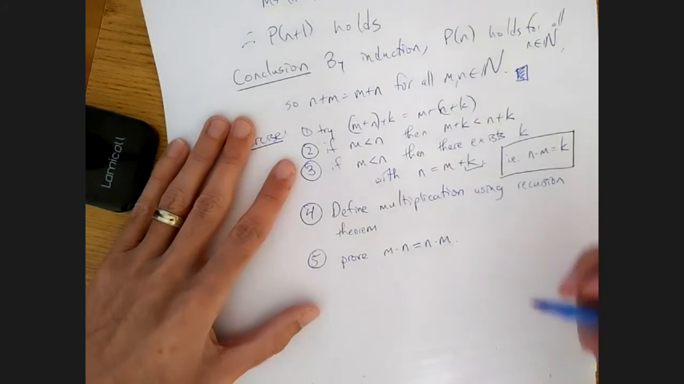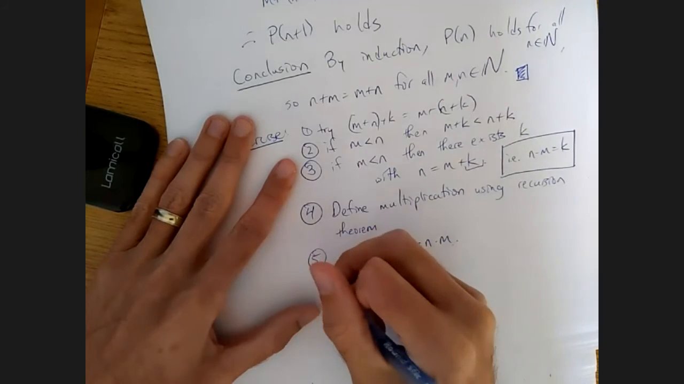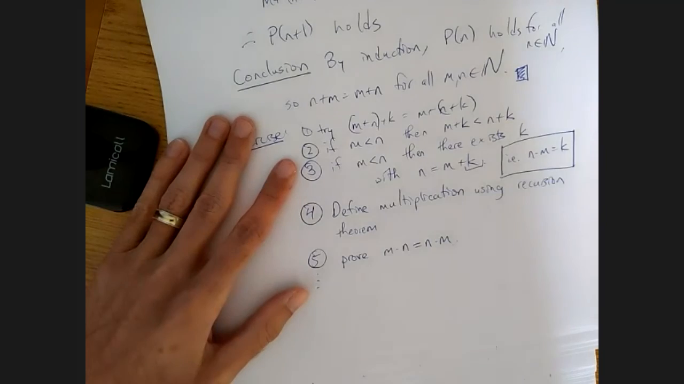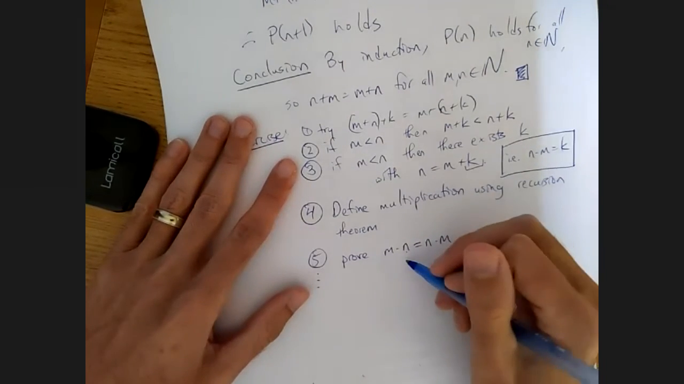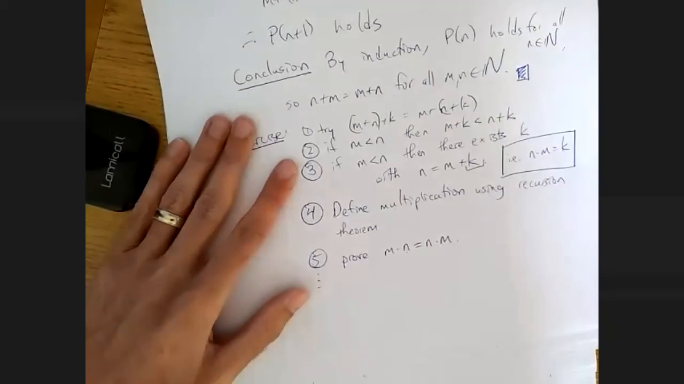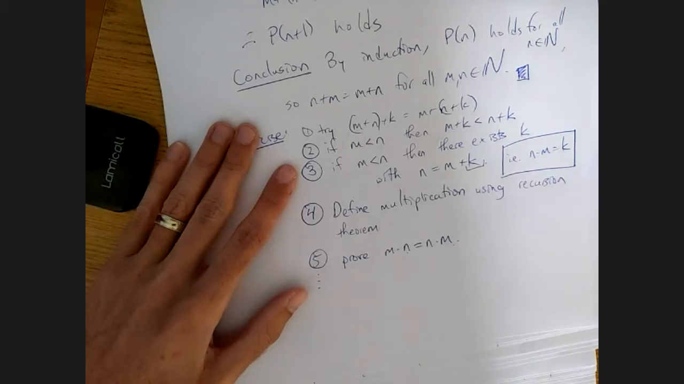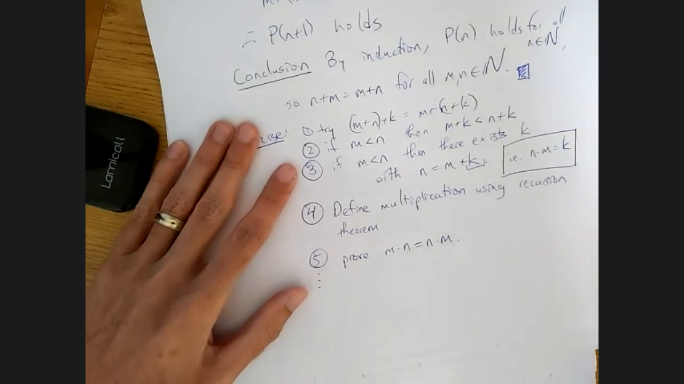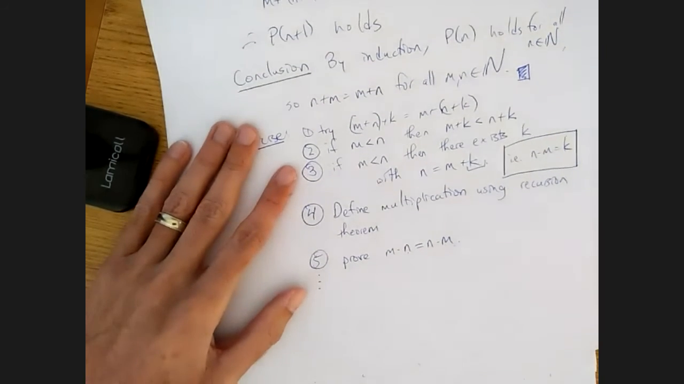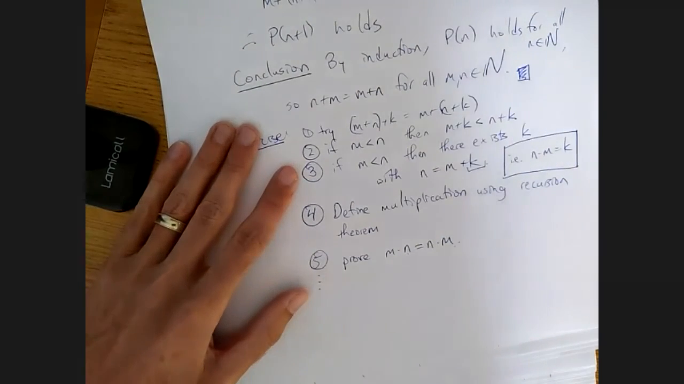Okay, and of course you could do this for any of your favorite. There's so many, I won't write them. You could prove associativity of multiplication. You could prove the distributive law. You could prove something involving multiplication and inequalities, whatever. And then you could also define exponentiation. You could prove the laws of exponentiation and everything like that.